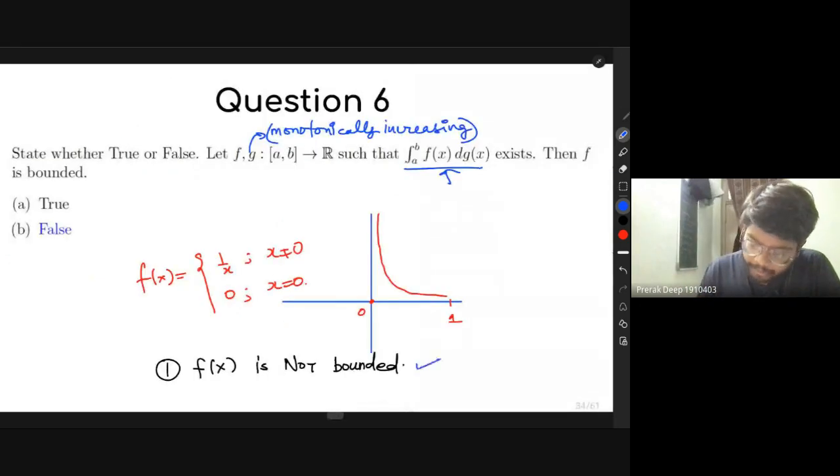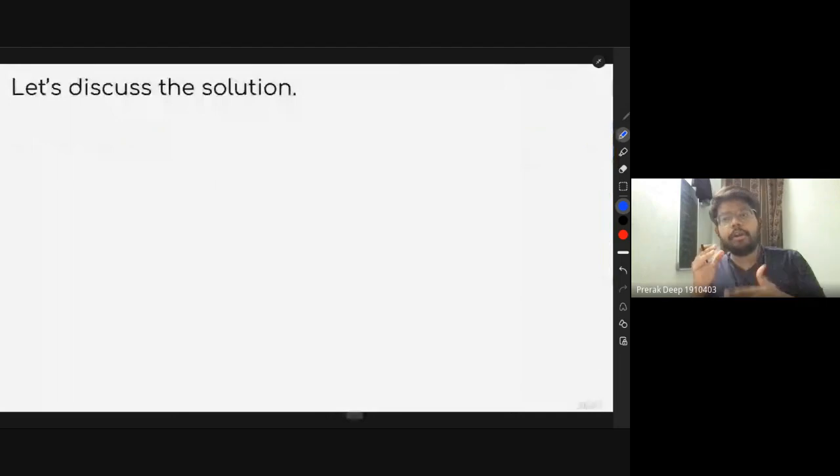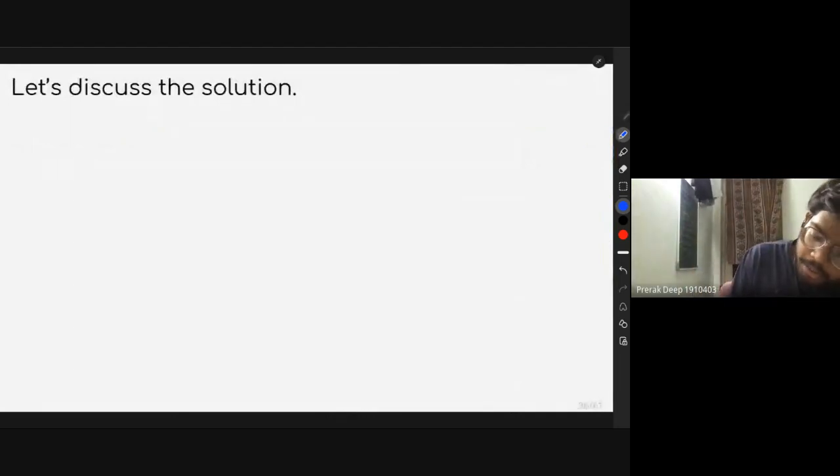The first part is fine. Now you also need to come up with a monotonically increasing function such that this Stieltjes integral exists. So what are examples of a monotonically increasing function? What is the definition of monotonically increasing?